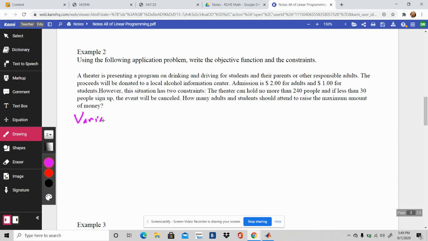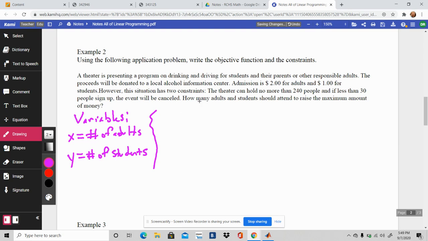So if you're asked to define your variables, in this case, pick a letter. I'm just going to use the common x and y, especially since eventually we'll be graphing, so it'd be a good idea to have your x-axis and your y-axis. I'm going to let x represent the adults, but I'm not just going to put adults. What about the adults? Is it their age? Is it their weight? No, it's how many adults. So x is going to represent the number of adults. If you want to be really good, you'd say the number of adults in attendance. Y is going to represent the number of students. And I could have reversed those if I wanted to.